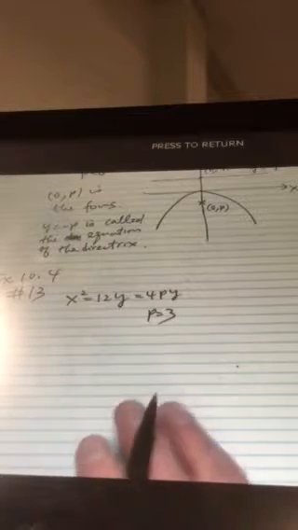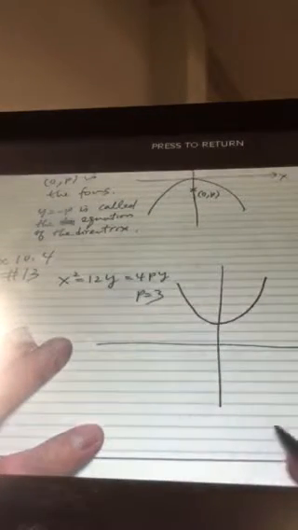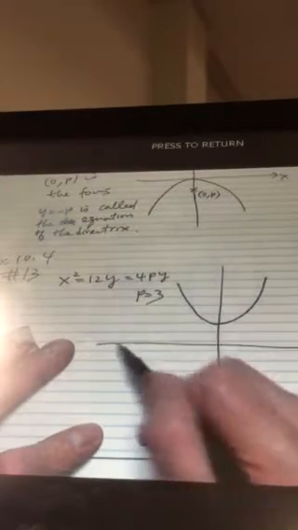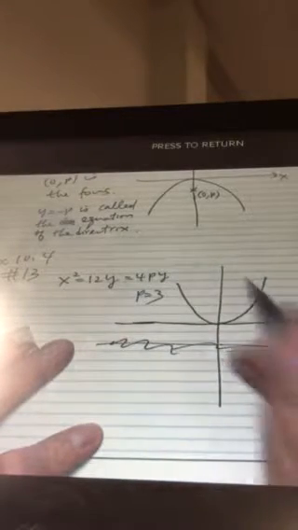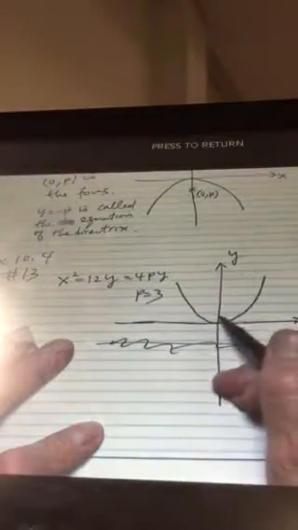So if I look at this, I know what the graph looks like. It's x squared, so the graph looks either like this or like this, and it depends on p. If p is positive, it's like this. If p is negative, it will be like this. This is x, this is y, and p is 3, right? Let's say this is 3.